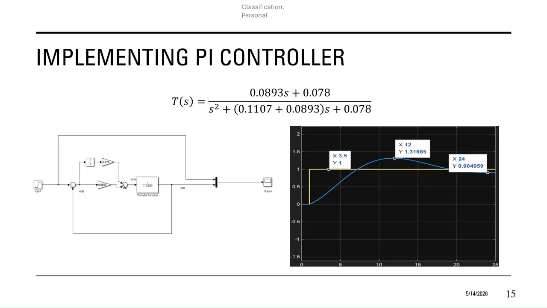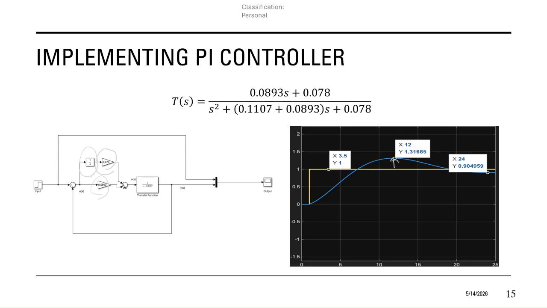So after implementing the PI controller in MATLAB, I got the following circuit. Here is my integral gain, Ki. Here is my integrator, and here's Kp. They're going to be added together, then multiplied into my transfer function. Here is the output that I got from my scope.